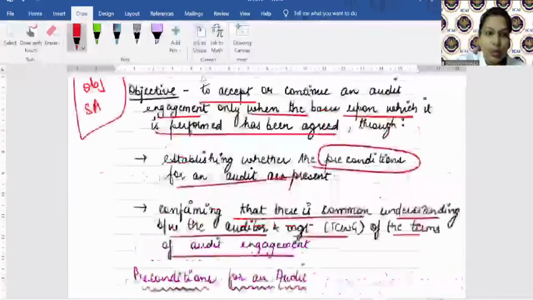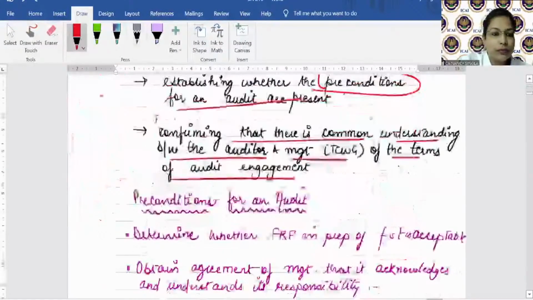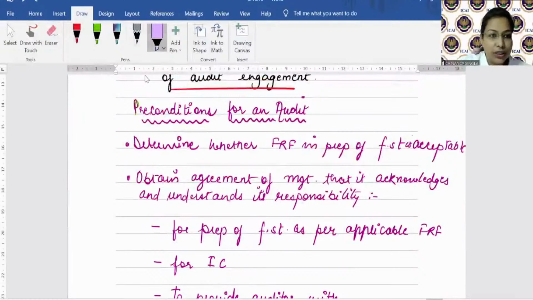सबसे पहले अभी I'll go back to this objective. Preconditions for an audit. What are preconditions?